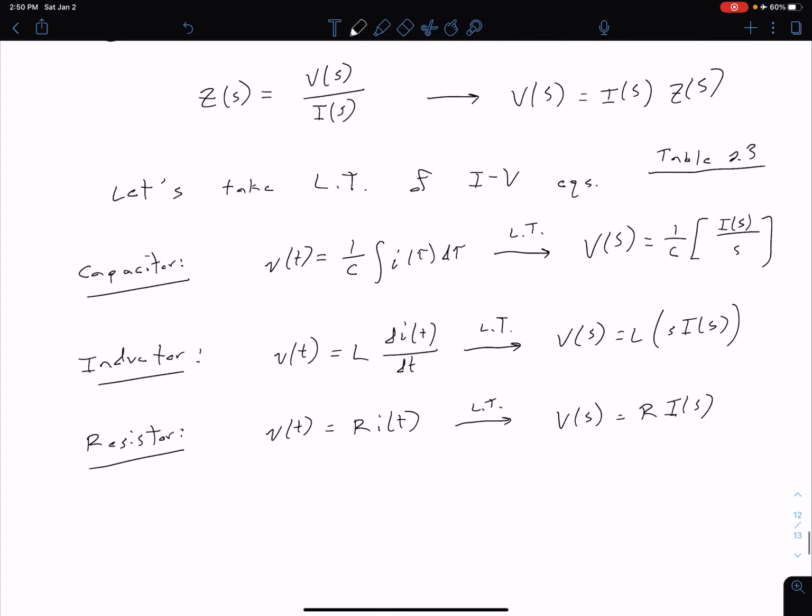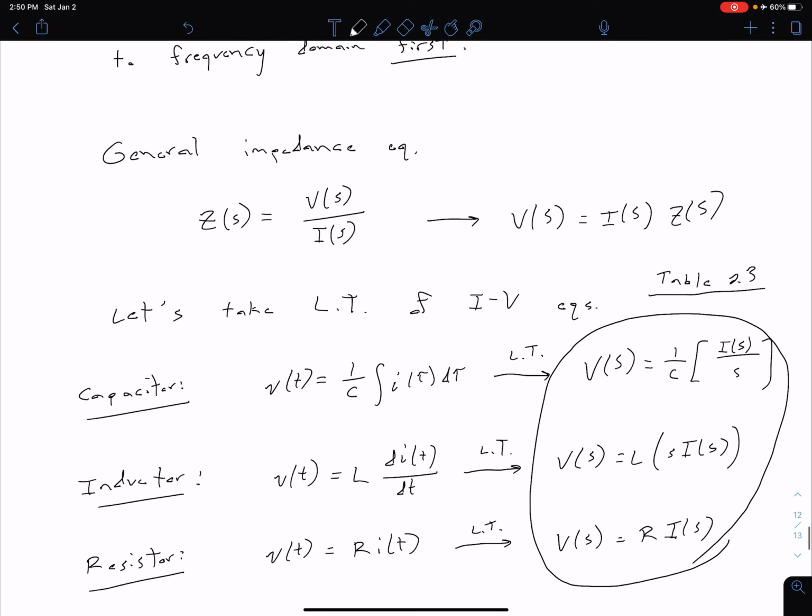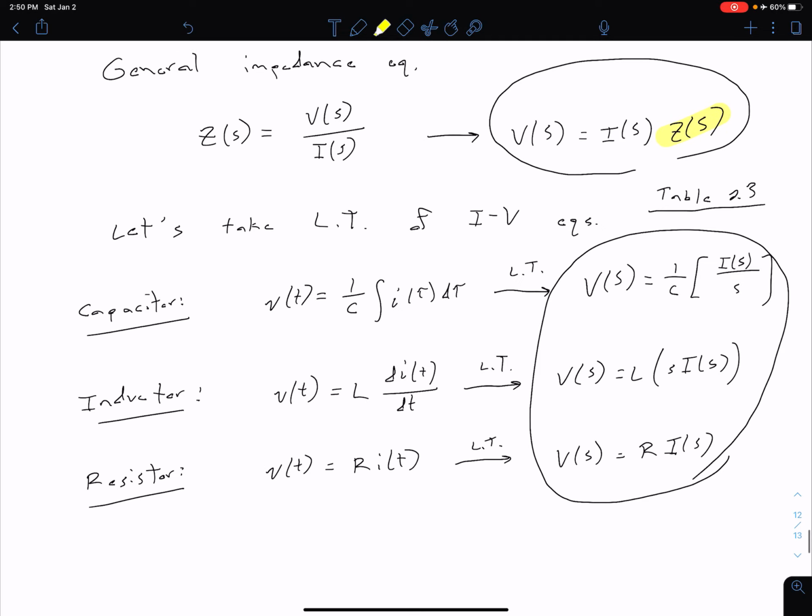Now we want to compare these three equations to the general form. We can see we have V of S and I of S in each equation, and whatever is left over is going to be Z of S. For example, in our capacitor equation, that's going to be 1 divided by S times C. For our inductor equation, it's L times S. And for our resistor equation, it's simply R.